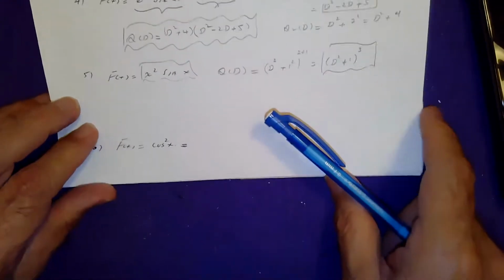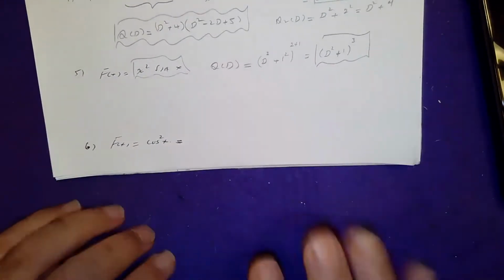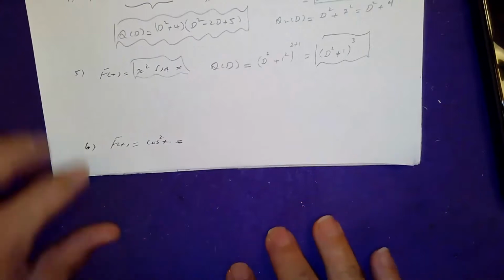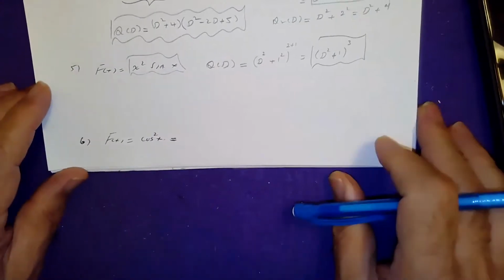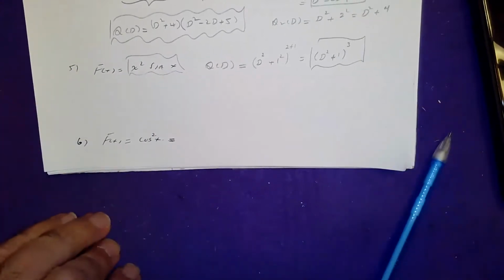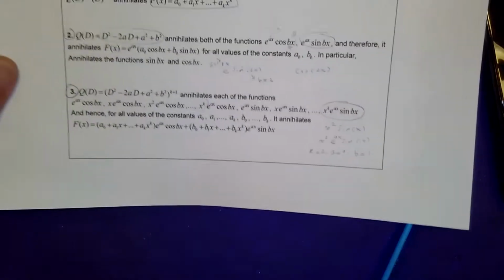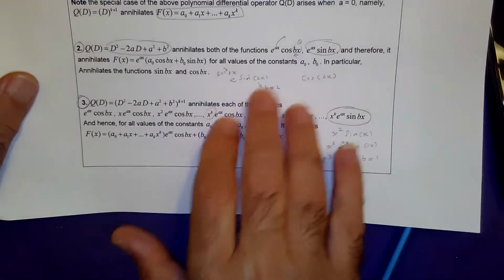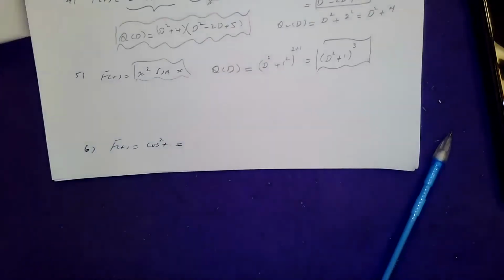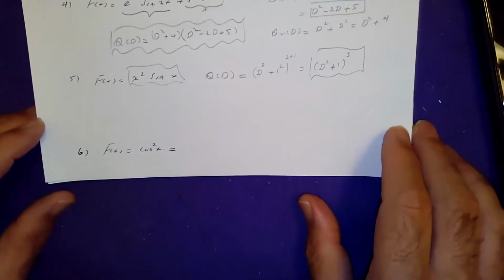So what should I do? Any idea? There is no square anywhere on my annihilator table. They all have single powers. Any suggestions?